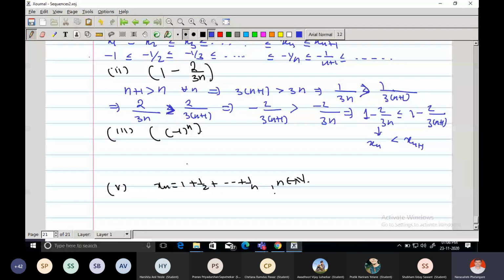Is it clear? Yes, sir. But in minus 1 raised to n, the sequence x1, x2, x3, x4, and so on is minus 1, 1, minus 1, 1. So it is not true that the previous term is smaller than the next term. That is not true in this case. In this case it is true, but here again, opposite. So the situation is like that.